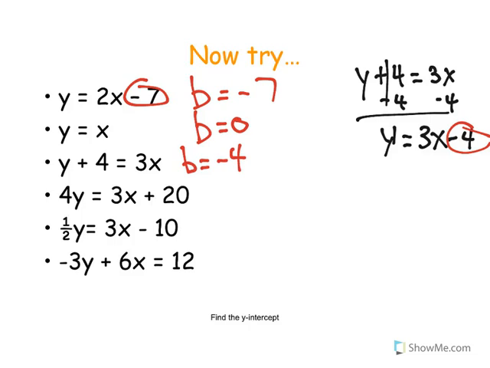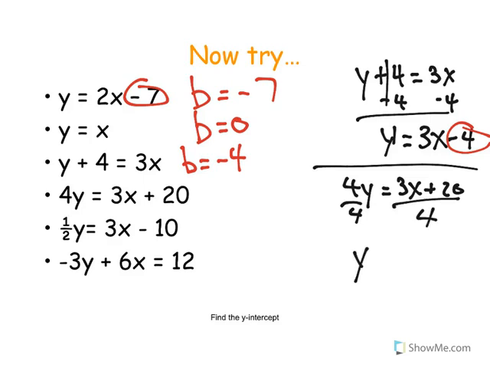For the next one, we need to do some work. We need to solve this for y. So we're going to divide everything on both sides by 4. That's going to give me y equals, since 3 is not evenly divisible by 4, we said we're happy to leave it as 3/4 x. 20 divided by 4 gives us 5. So there's my constant, so b equals 5.